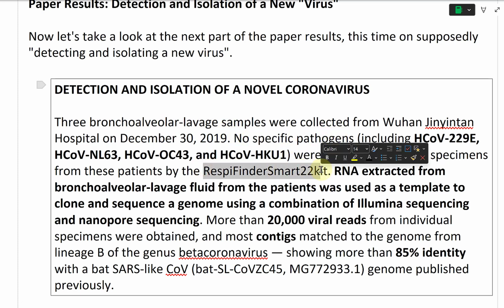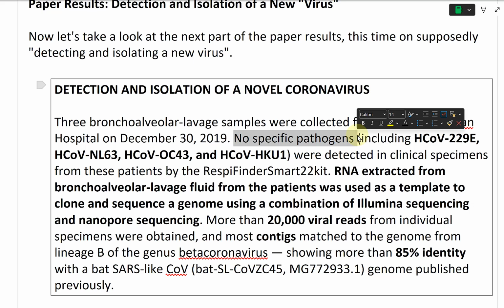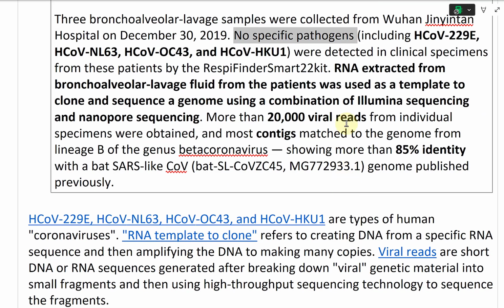So yes, they basically found some pneumonia patients, took some airway fluid samples, and then used some genetic testing kits to detect if there's these previous supposed human coronaviruses. I believe these are the common flu ones, or the common cold symptoms, and so on. But then no specific pathogens were found, supposedly, and then instead they took RNA from that fluid and then used it as a template to clone and sequence a genome using these 2 sequencing technologies.